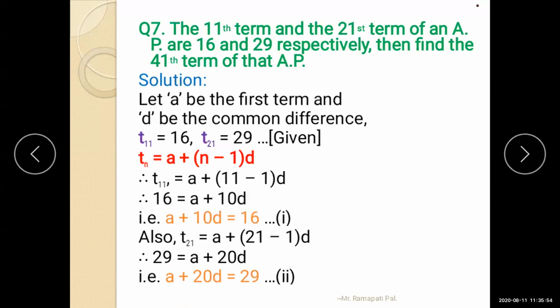So we got equation number 1 and equation number 2. Now how are we going to solve it? By linear equation. This is a type of linear equation, correct? Now, we will solve this simultaneous equation. Any method you can use, no problem. The main thing is that you should understand.